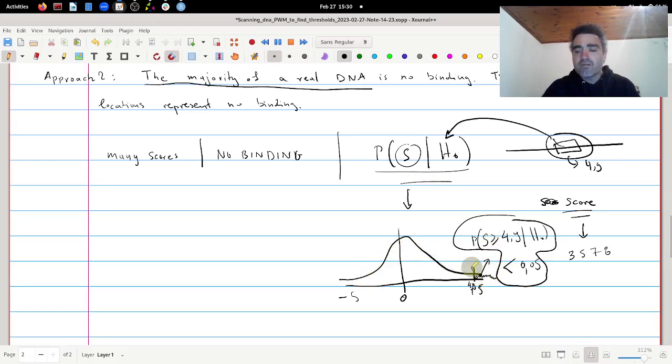Okay, and if our value is somewhere here, 4.9 for example, then we say, okay, it is possible to obtain such a score when the null hypothesis is true, but it's not so possible. It's actually extremely rare. The probability to obtain such a score is less than 0.05. And therefore we reject the hypothesis that this binding site has been obtained from a null hypothesis, so from a hypothesis of no binding, and we accept the alternative hypothesis that this position here is a binding position.